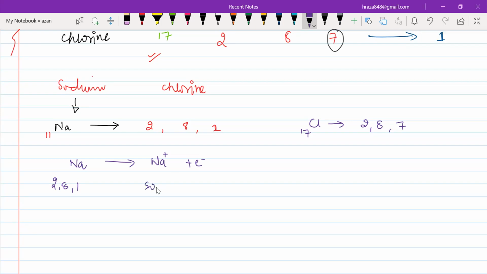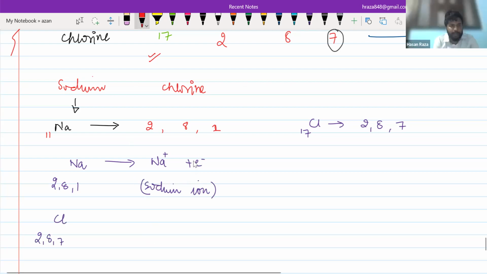Yes, sir. This becomes a sodium ion. Now come to chlorine. Chlorine has the configuration 2, 8, 7. In order to achieve the noble gas configuration, or to get stability, this electron will be gained by chlorine, and now it will have a charge, Cl minus. The electrons in the neutral state of chlorine are 17, but after gaining 1 electron, its electrons will become 18.